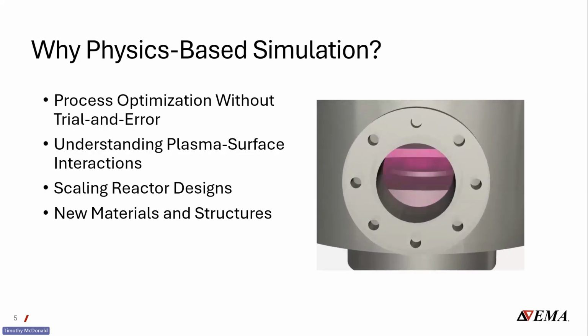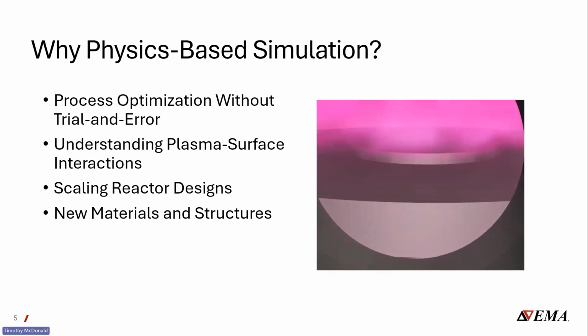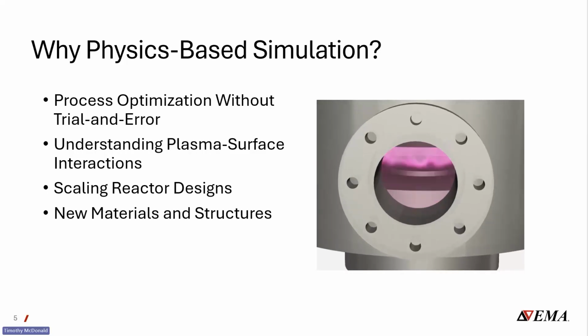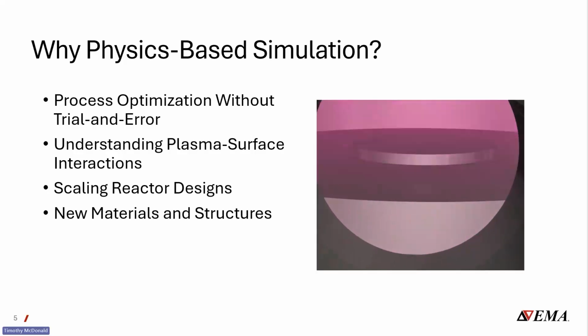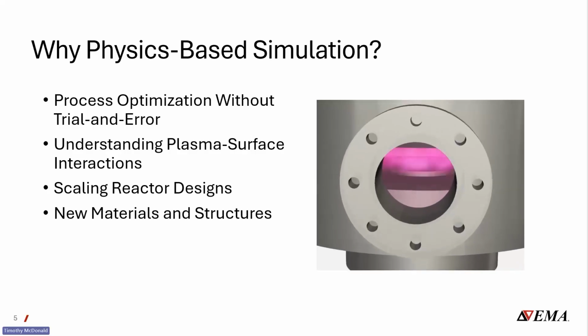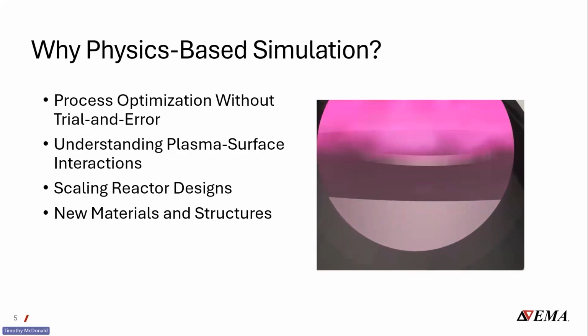Understanding plasma surface interactions: the plasma generates ions and radicals that interact in complex ways with wafer surfaces. Simulation allows you to see how the film growth rate, uniformity, and film quality depend on these interactions.